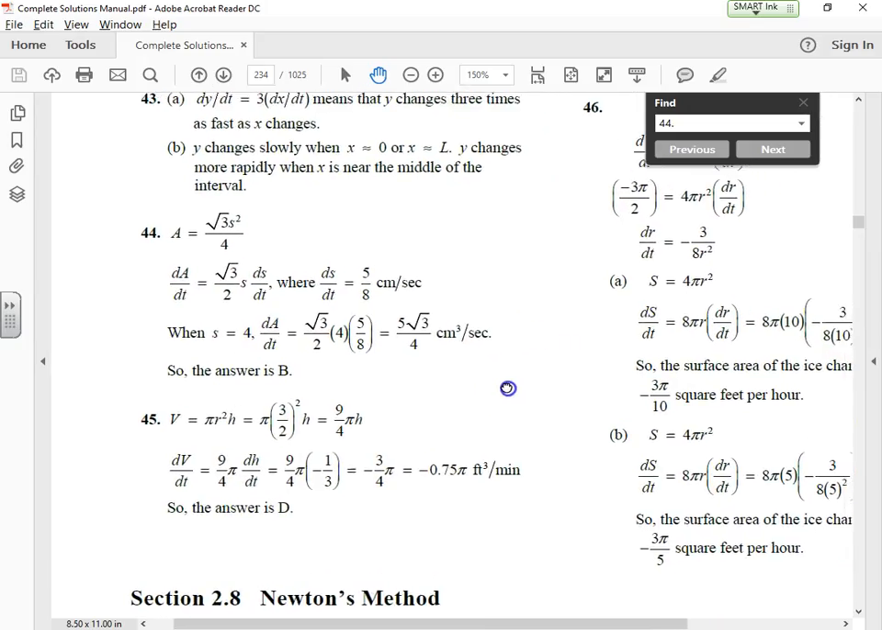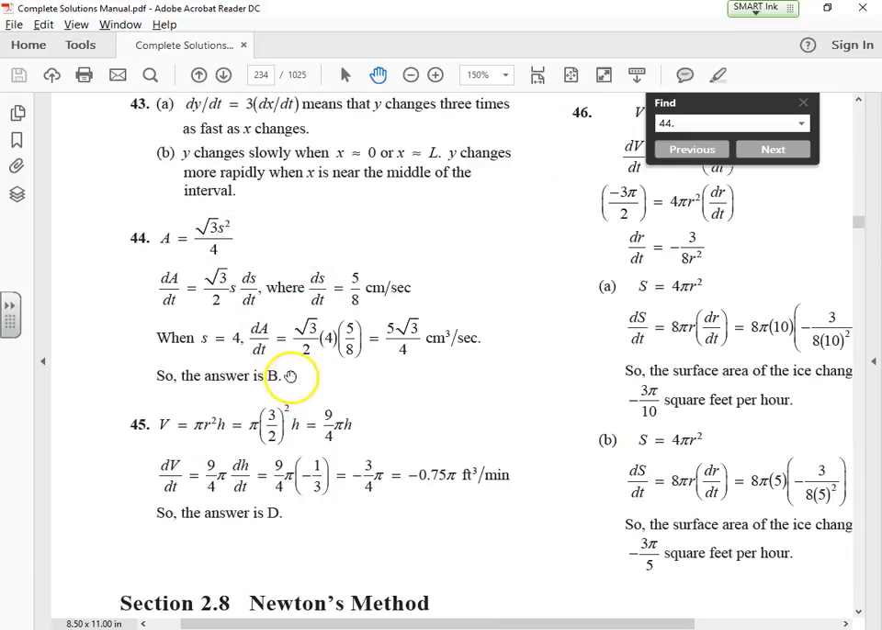44, final one. Hey, he's the one we just did. Was the answer B? I think so. Why did I give you so many odds? Because if you think about it, there weren't that many evens.